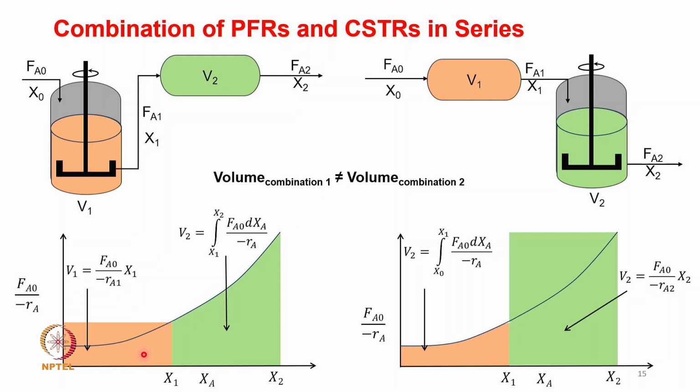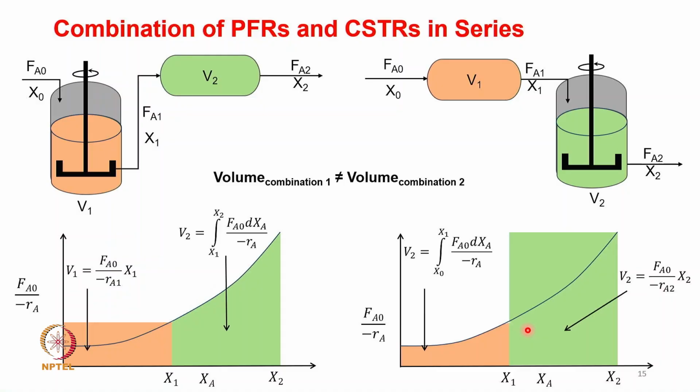You can visually see that the total volume, which is the area of the entire shaded region, would be different in case 1 and case 2. In one case it is going to be higher, and in the other case it is going to be lower, and it would critically depend upon the values of x1 and x2. The individual conversions would dictate the total volume that would be used to design.